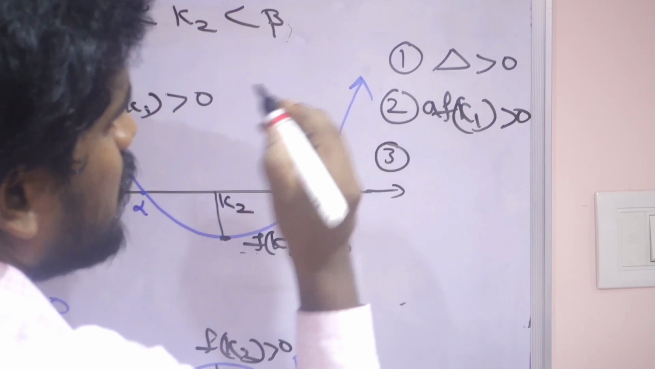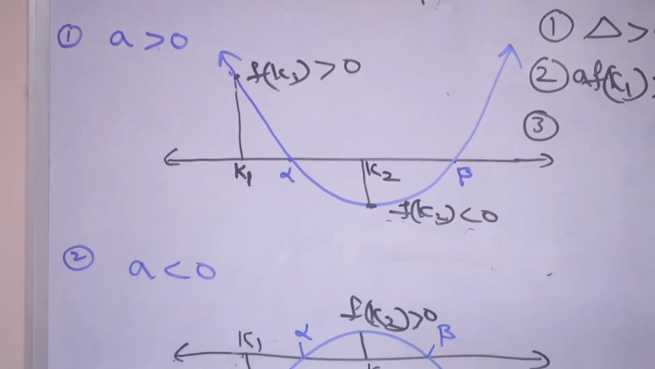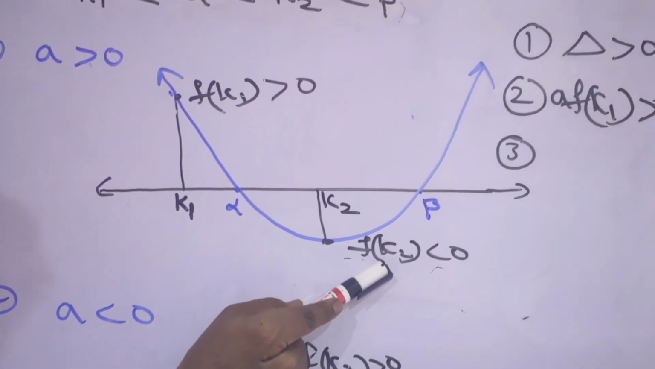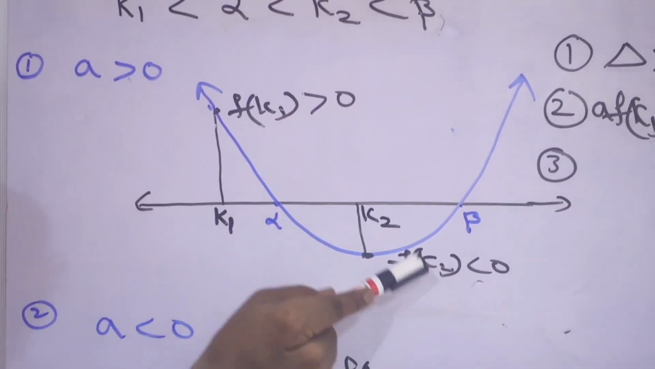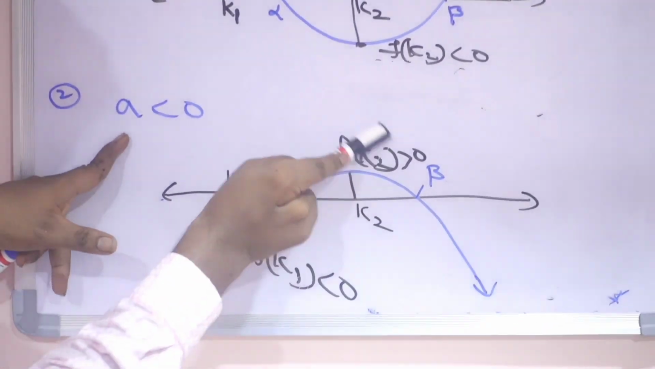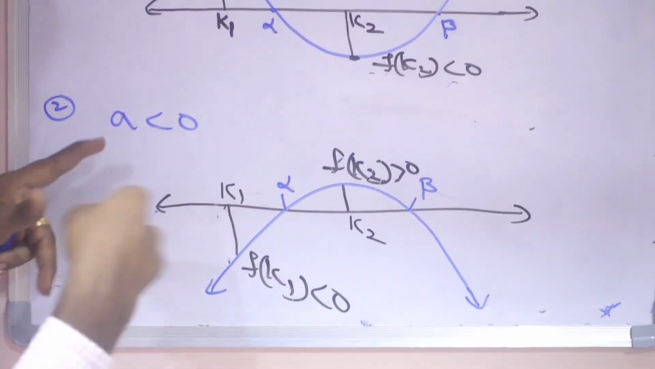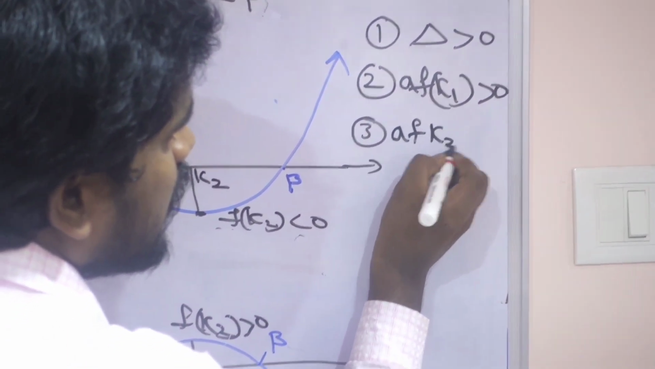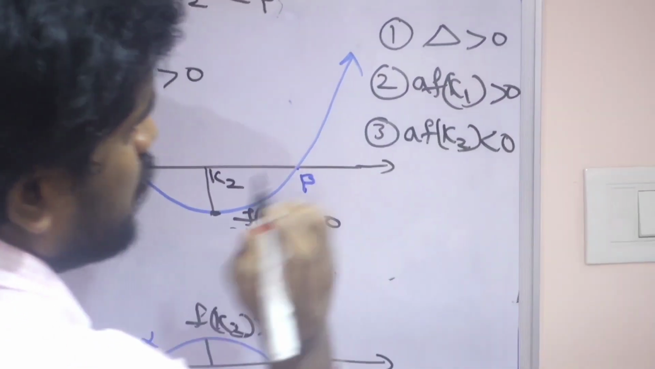Next we will go for the third one. A positive, f of k2 negative, so positive into negative is negative. A negative, f of k2 positive, so negative into positive is negative. So we conclude that a into f of k2 is less than 0.